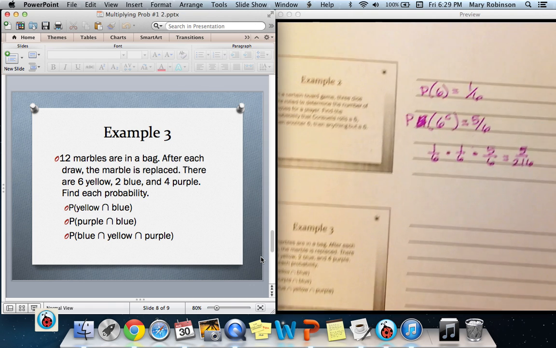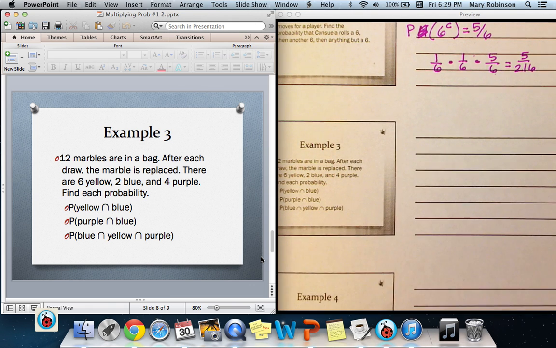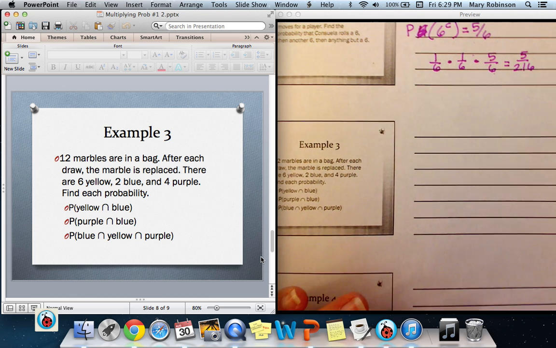Next, let's take a look at example 3. Say we have 12 marbles in a bag, and after each draw, the marble is replaced. So you should be thinking, is this independent or dependent? Because it is replaced, we know that the probabilities will be independent, which means each draw, there are still 12 marbles in the bag. So let's say we have 6 yellow, 2 blue, and 4 purple. And let's use that information to find the probabilities asked below.